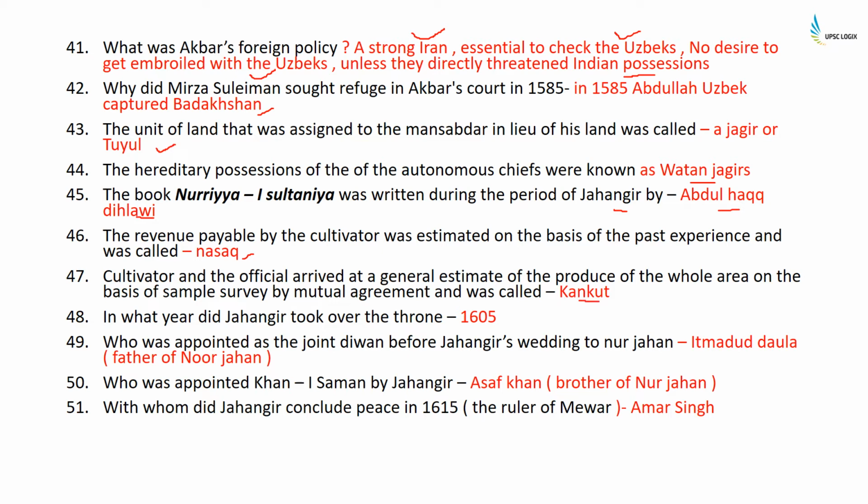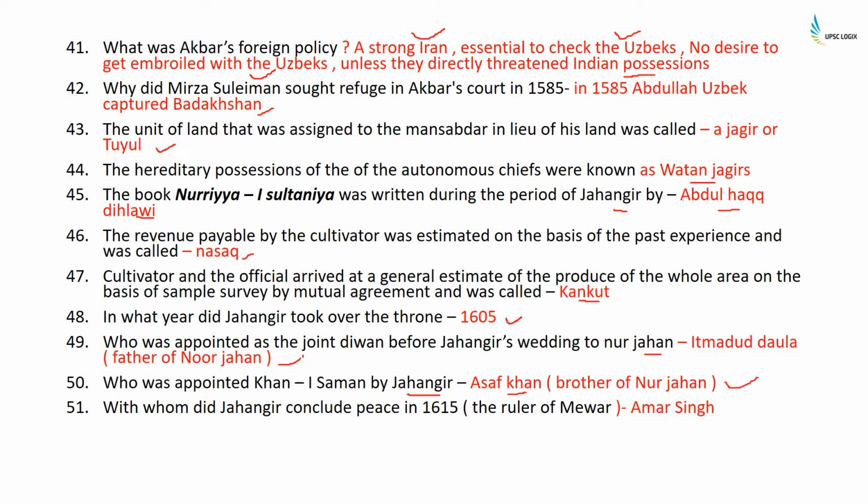In which year did Jahangir take over the throne? It was in 1605. Who was appointed as a joint Diwan before Jahangir's wedding to Noor Jahan? It was Itmad-ud-Daulah, father of Noor Jahan. Who was appointed Khan-e-Saman by Jahangir? It was Asaf Khan, and he was the brother of Noor Jahan.